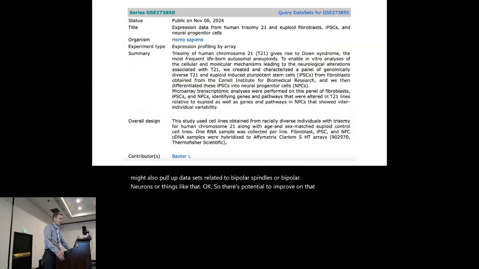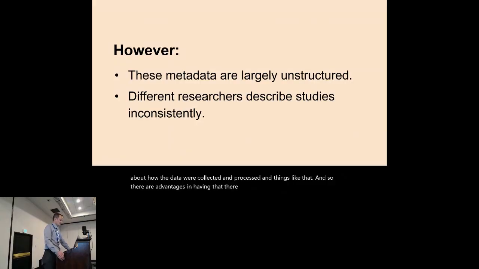One great thing that we do have in GEO is that for each data set, there is a human language description, or actually several descriptions, about the study design and information about how the data were collected and processed. There are advantages in having that there. However, these descriptions are largely unstructured, and because researchers describe things in different ways, it can be difficult, just using a keyword-based search, to identify what all of that text means and to identify data sets that are relevant to a certain topic.